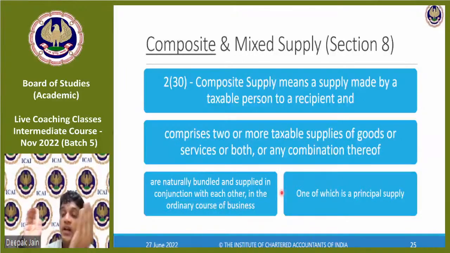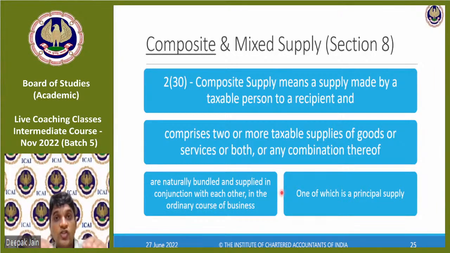But if you're buying a laptop and I say, okay, how will you use the laptop? I will give you a mouse along with it. Still, it is two supplies because individually I can sell them. But if I say in the laptop, I will install some software and give you, then what happens? They are two supplies which comprise two or more taxable supplies of goods or services. One is goods, one is services, or any combination is fine.